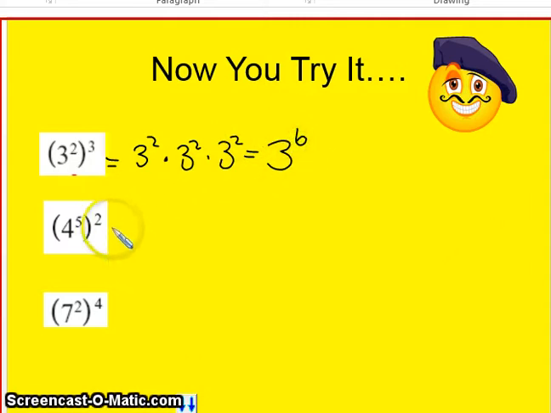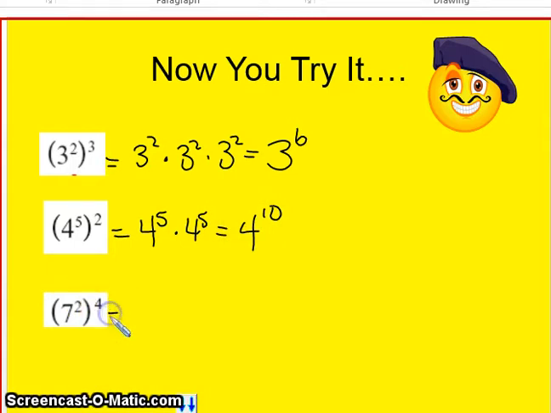In the second example, we have 4 to the 5th, and we're squaring it, or we're multiplying it 2 times. So we can rewrite it as 4 to the 5th times 4 to the 5th. Now we have like bases here. Our like base is 4, and we can add our exponents. 5 plus 5 is 10. So 4 to the 5th squared is the same as 4 to the 10th.